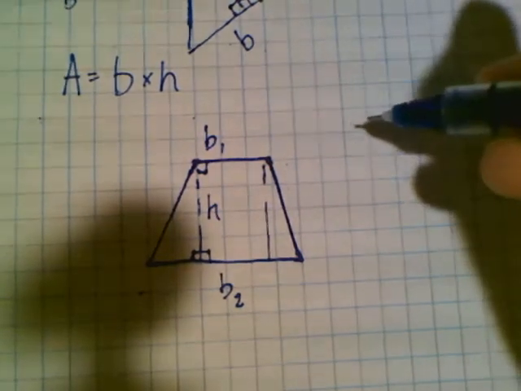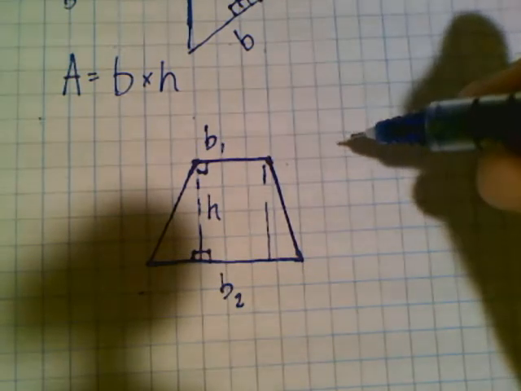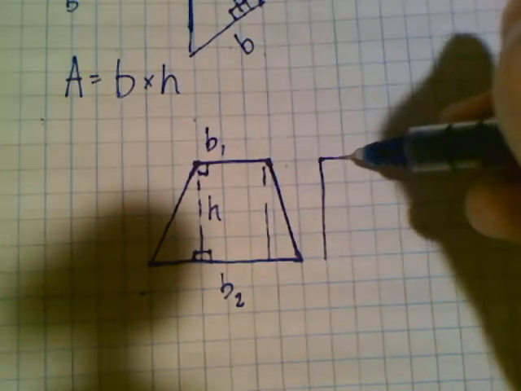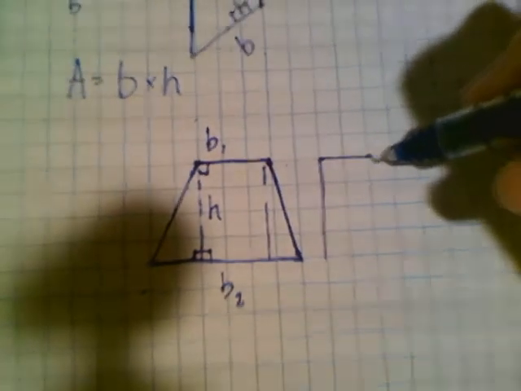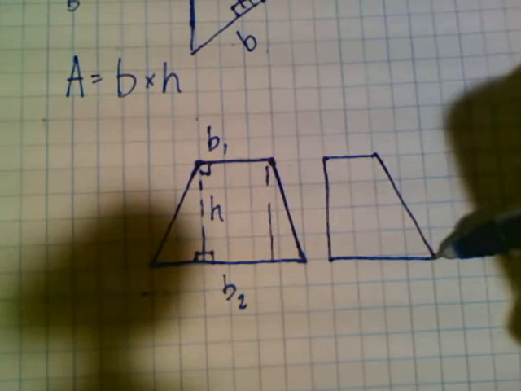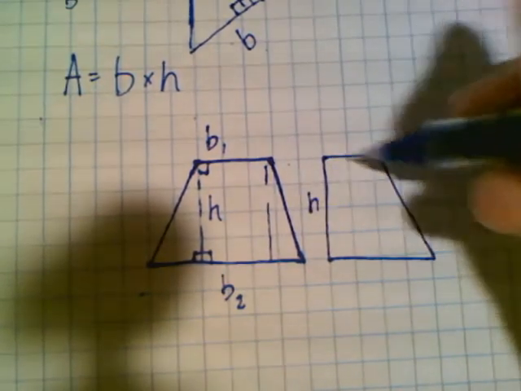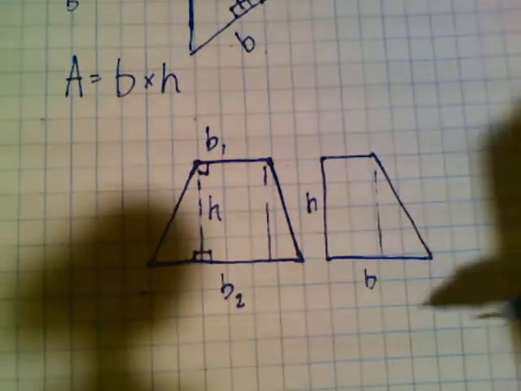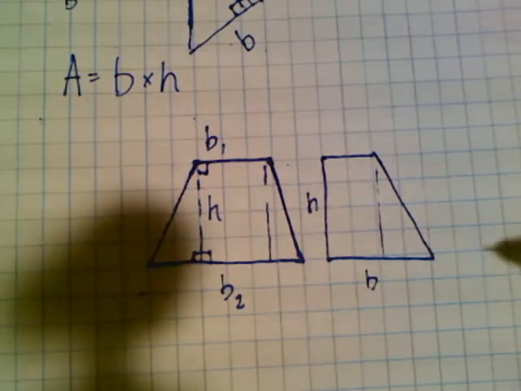Now, sometimes you'll see a trapezoid that looks like this. In this case, this can be my height, because it's still at a right angle with my base, just like this one. These are 2 kinds of trapezoids.